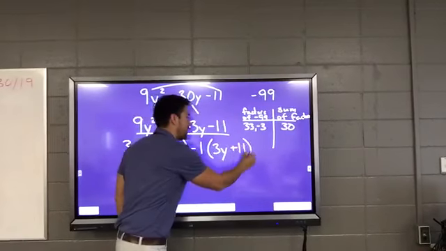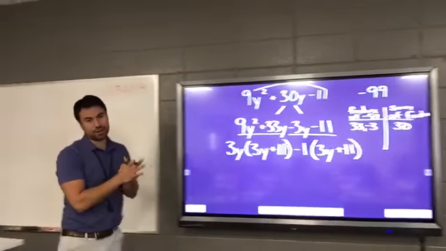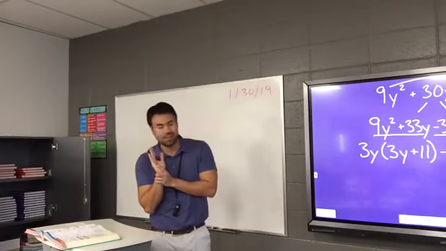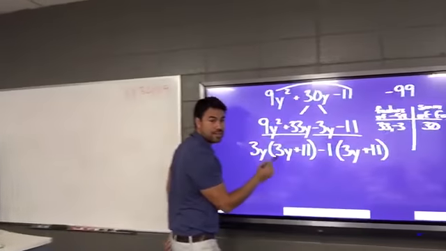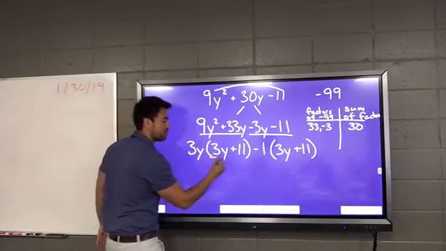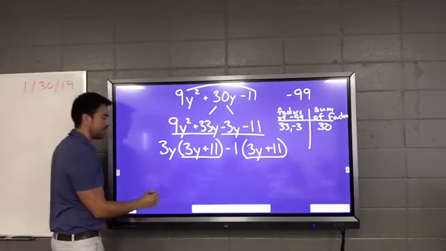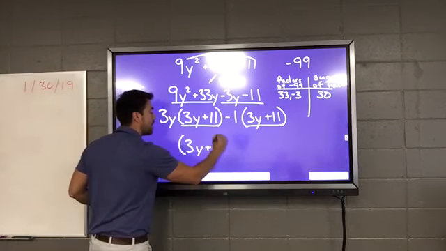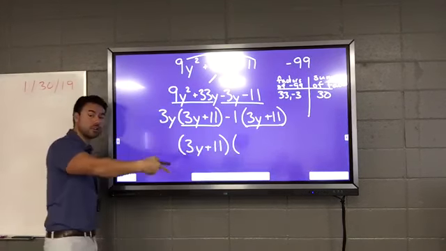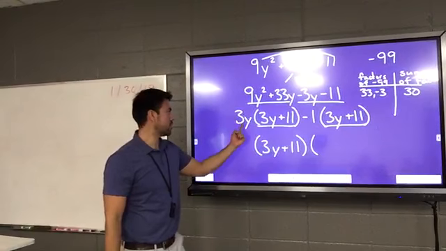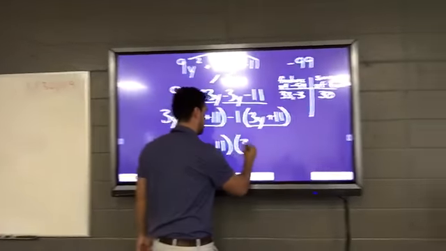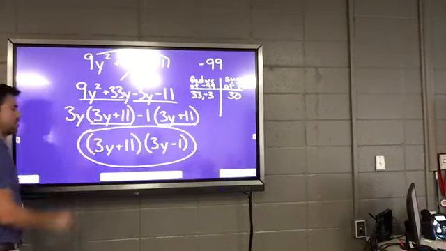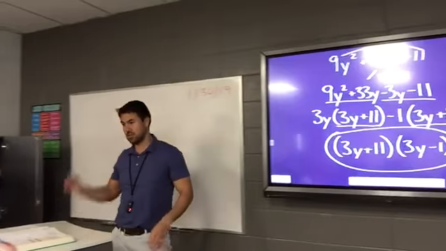Positive 11. And looky, looky here. What do we have in common now? 3y plus 11. They both have 3y plus 11. So guess what can factor out again? 3y plus 11. But what gets left in the other? 3y minus 1. And that is your set of binomials. This is hard.